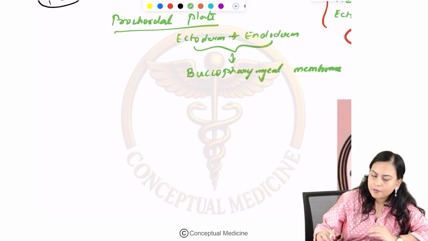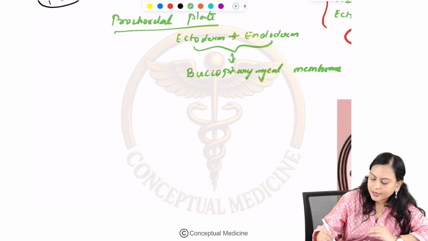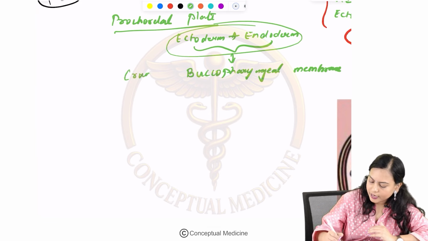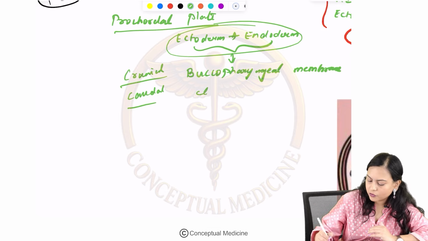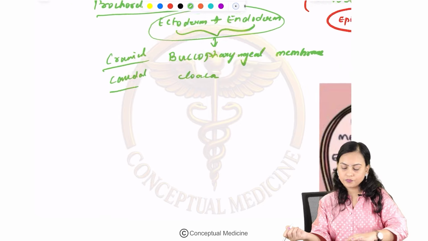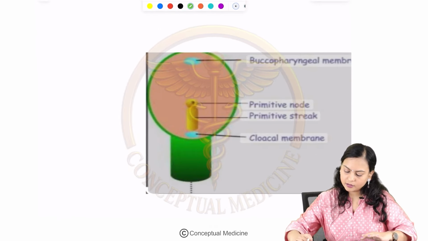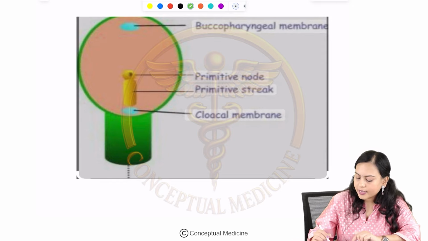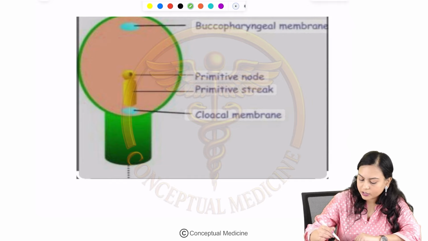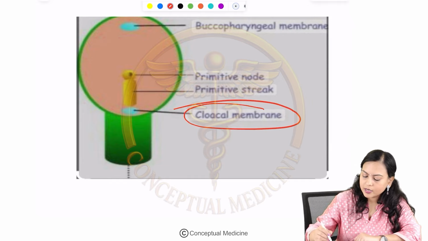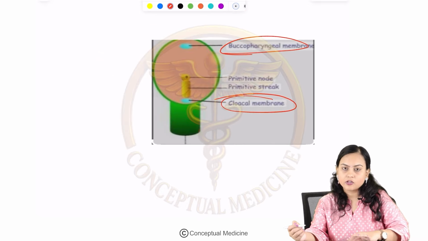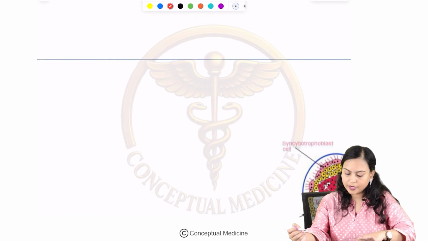The same way, behind the primitive streak, where the ectoderm and endoderm are going to lie in contact with each other, in the caudal end, that region is going to become the future cloaca. Understood? So, this is a picture for better understanding. So, we have the primitive streak. Behind the primitive streak, where the ectoderm and the endoderm are in contact with each other, that is known as cloacal membrane. This is the cranial end where there is no intraembryonic mesoderm. So, that region is known as the buccopharyngeal membrane.